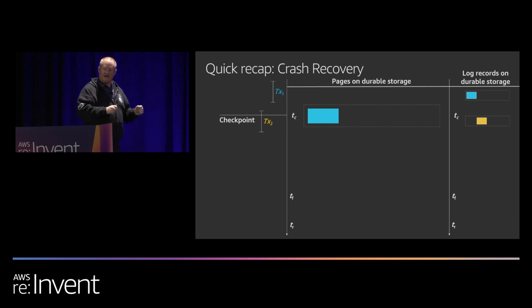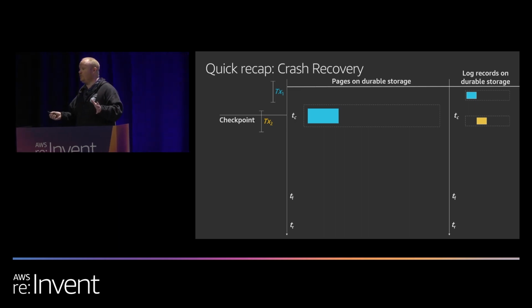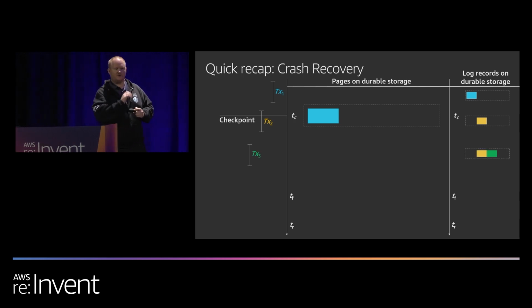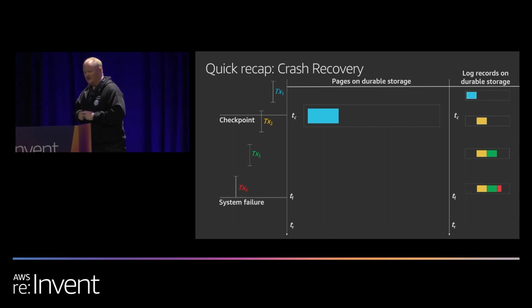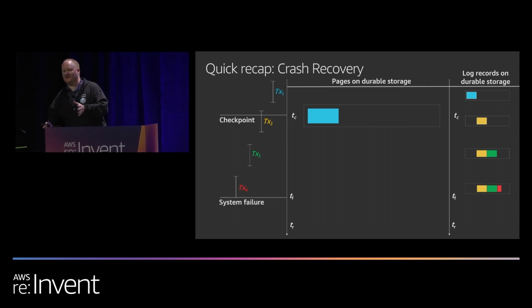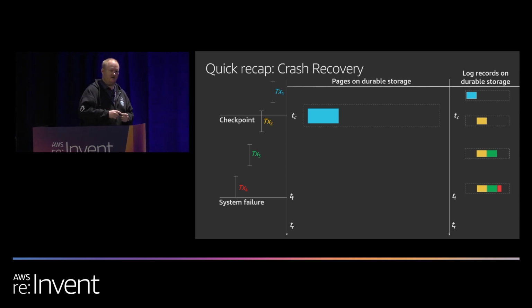So in this case, the checkpoint happened. This blue page that we wrote in transaction 1 has been written durably to the data files of the database, whereas transaction 2 wasn't because it wasn't committed yet. Okay, so that's only in the transaction log. Then we have transaction 3 that runs. It's written to the log and updated in the buffer pool. And then we have transaction 4 that started, but it never got to commit because we had a system failure. Okay?